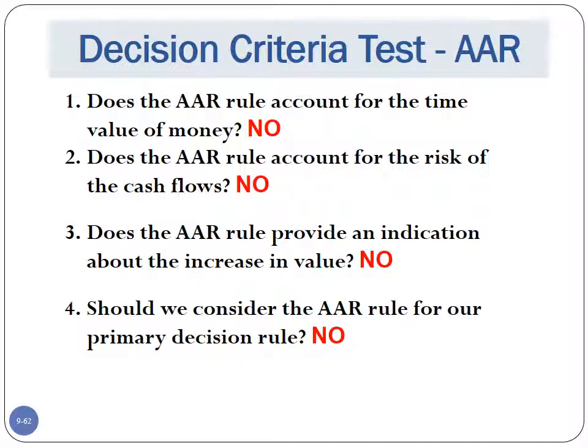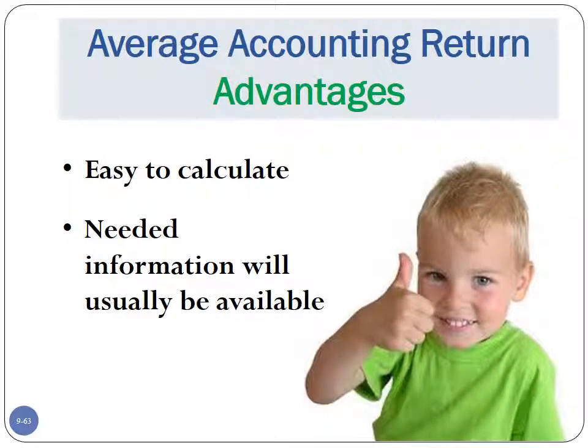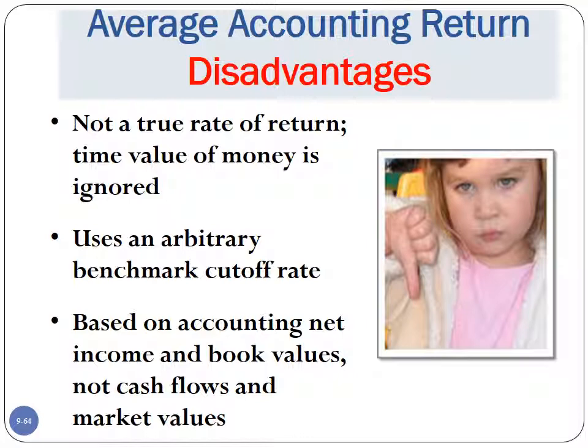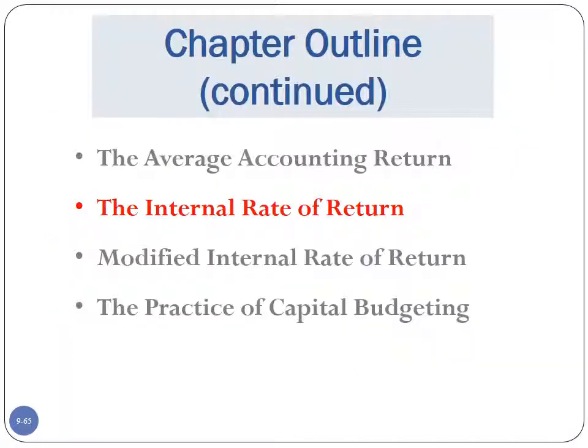Does the rule account for the time value of money? No. Does the average accounting return rule account for the risk of cash flows? No. Does the AAR rule provide an indication about the increase in value? No. And should we consider the AAR rule for our primary decision rule? No. So it's one of many methods. It is easy to calculate, and you usually can get the information. But it's really not a true rate of return because the time value of money is ignored. It uses an arbitrary benchmark as a cutoff rate. And it's based on accounting net income and book values, not cash flows and market values. So it's very internally focused and may not reflect reality.